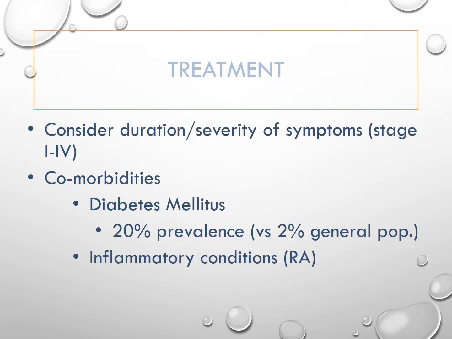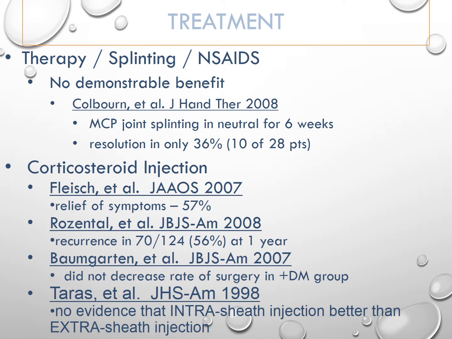When considering treatment for trigger fingers, it's important to consider duration and the severity of symptoms, whether it's stage 1 or stage 4. Comorbidities such as diabetes, they tend to have a 20% prevalence versus the general population, which is a 2% prevalence, and inflammatory conditions such as RA. There have been some studies regarding therapy, splinting, and NSAIDs, which haven't really shown that there is much benefit, with resolution in only about 36% of patients.